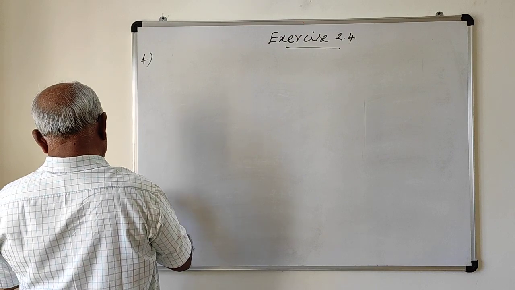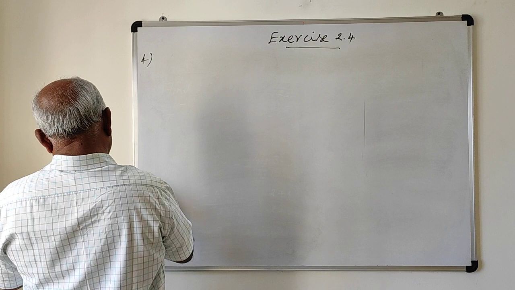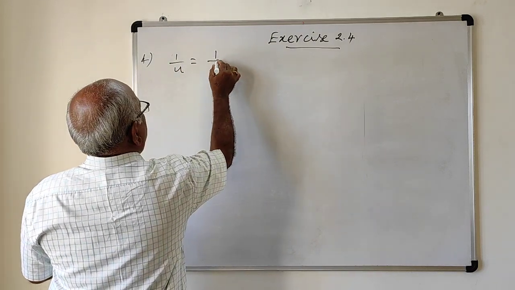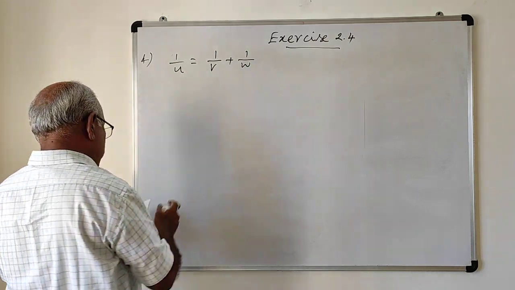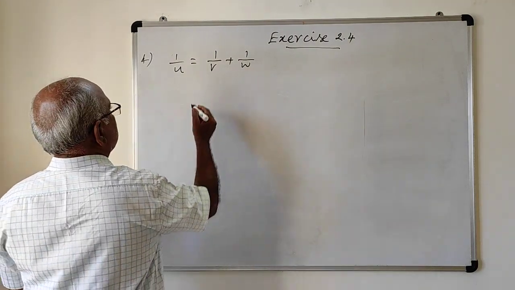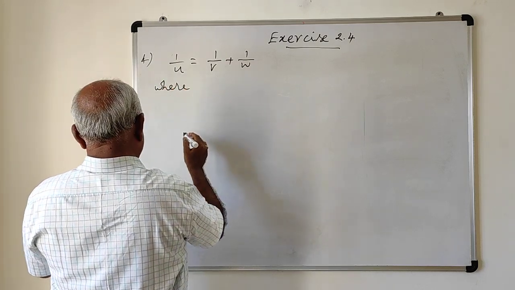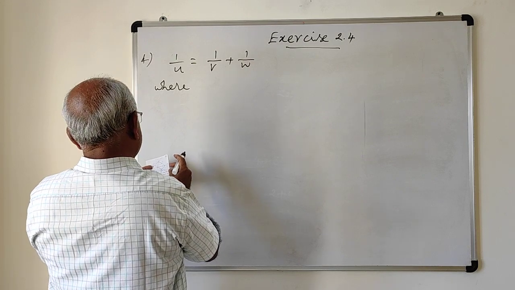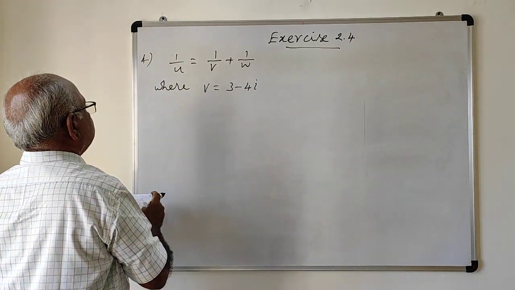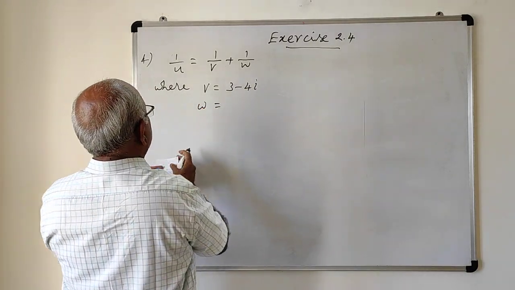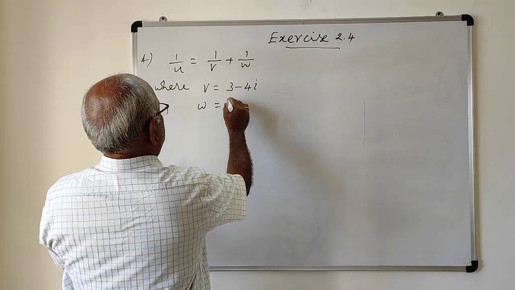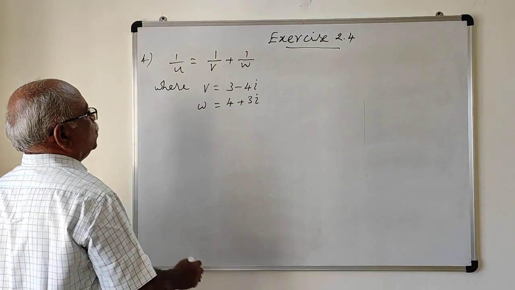The complex numbers u, v and w are given by the relation 1 by u equal to 1 by v plus 1 by w, where v equal to 3 minus 4i and w equal to 4 plus 3i. Then find u. That is the problem.